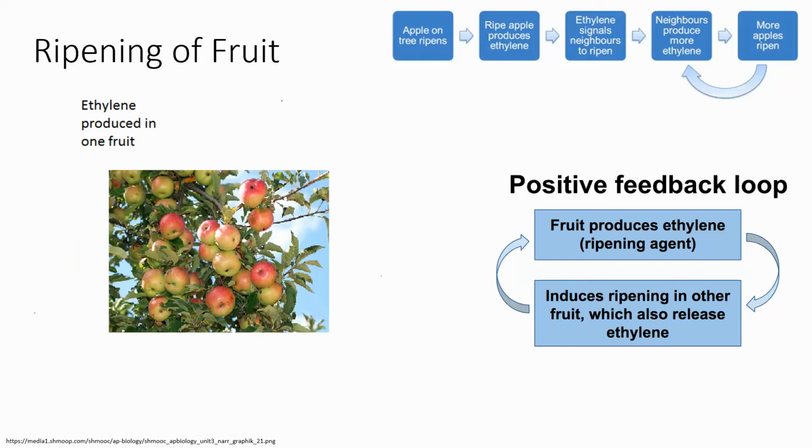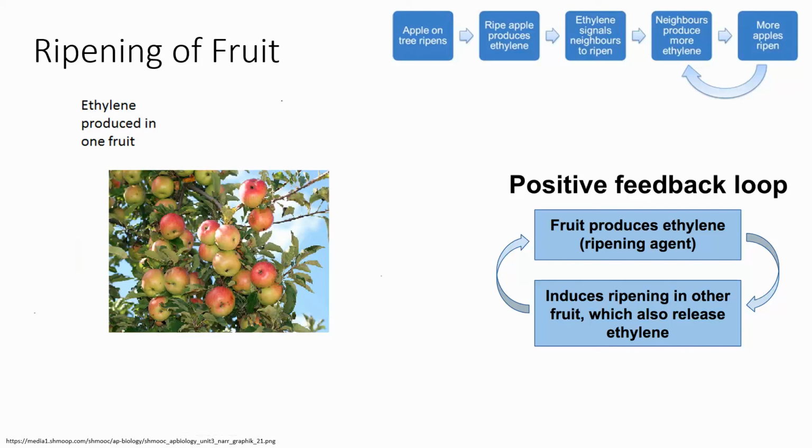This is why, for example, if you're trying to get an avocado to ripen, you can put it in a paper bag with a ripe banana, and the banana produces ethylene. That ethylene helps get that avocado to ripen. So nice food hack if you need it.